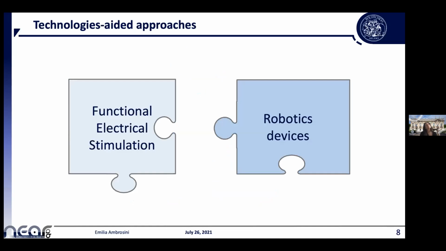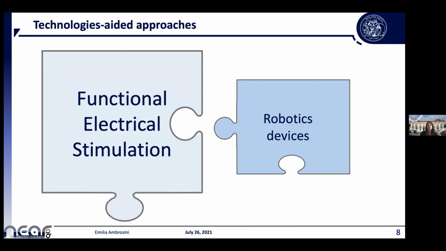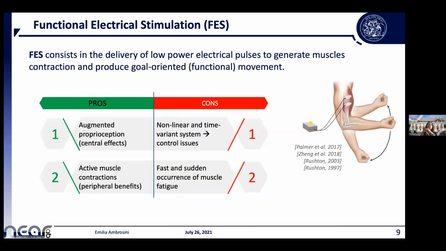So let's focus on these two elements and start first from functional electrical stimulation. I'm pretty sure that all of you know what FES is, so I'll be really fast in the introduction of the topic. FES consists in the delivery of low power electrical pulses to generate muscle contraction and produce goal-oriented and functional movement.